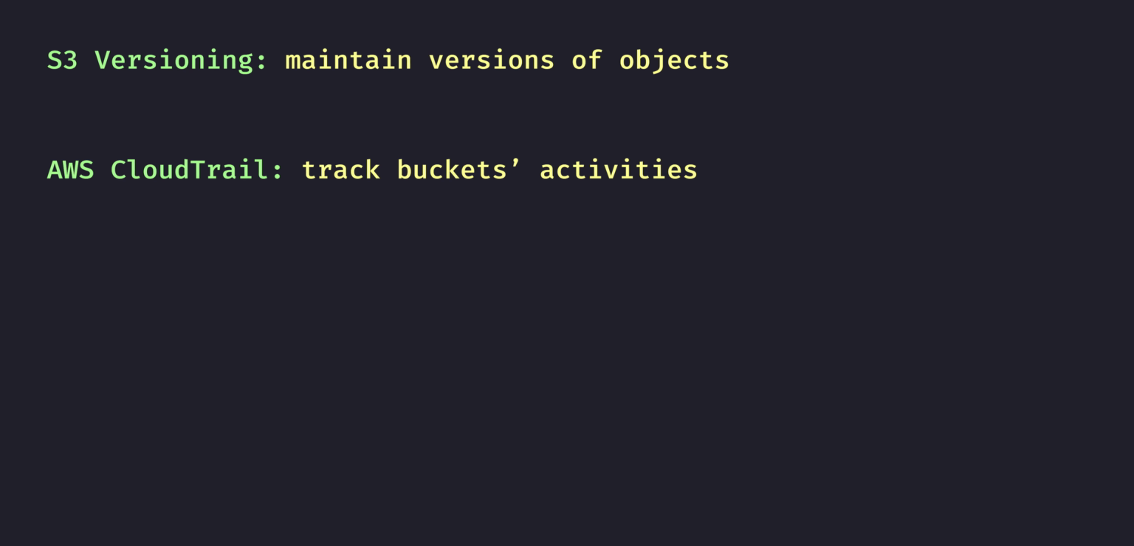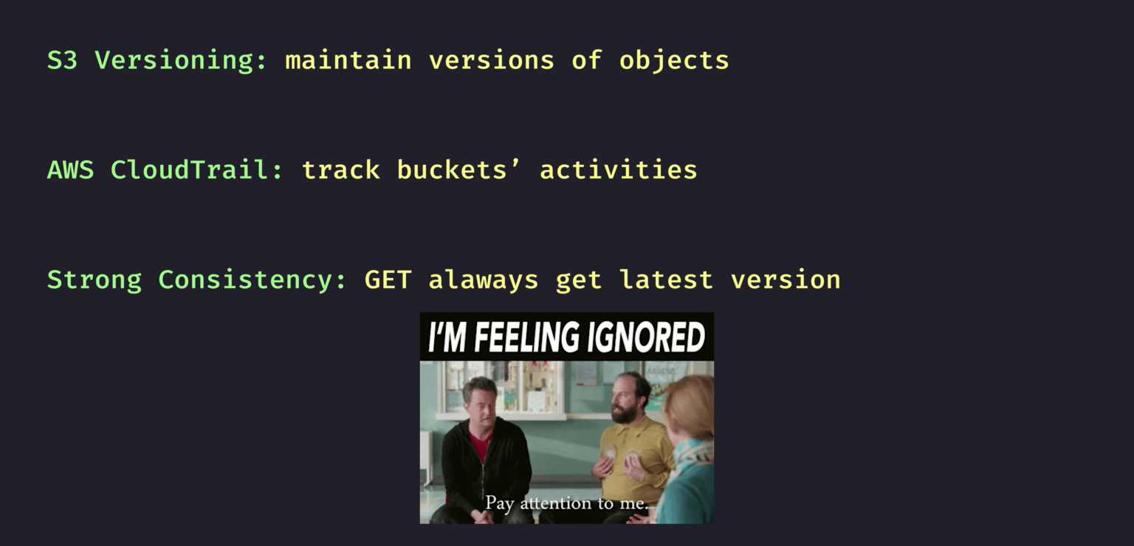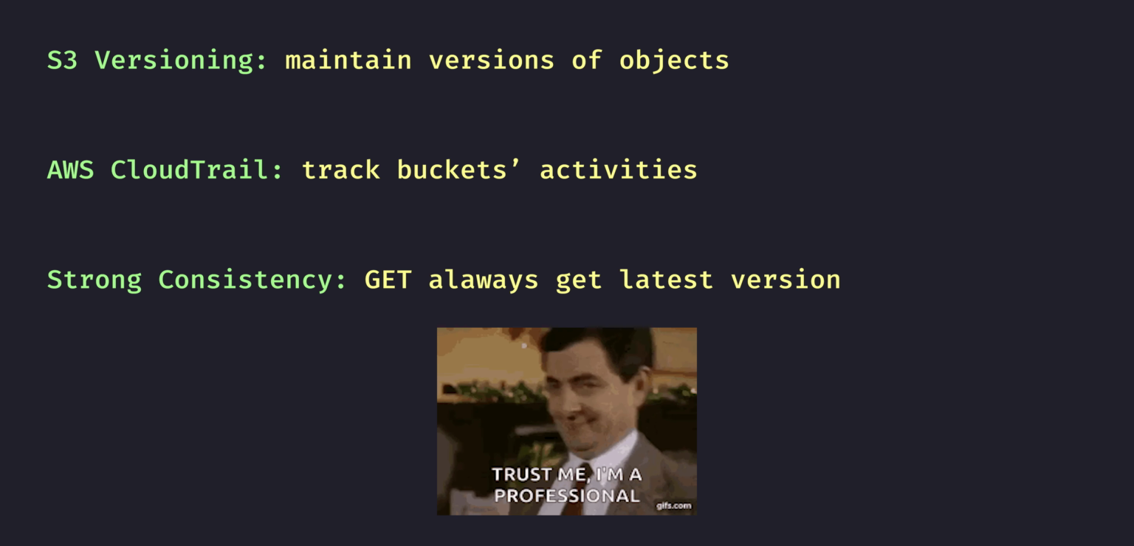Last but not least, S3 delivers strong read-after-write consistency by default. It means after a successful write of a new object or an overwrite of an existing object, any subsequent read request immediately receives the latest version of the object. Strong consistency is often overlooked, considering how a well-known data store service only supports eventual consistency. But trust me, it will serve you well in the long run.